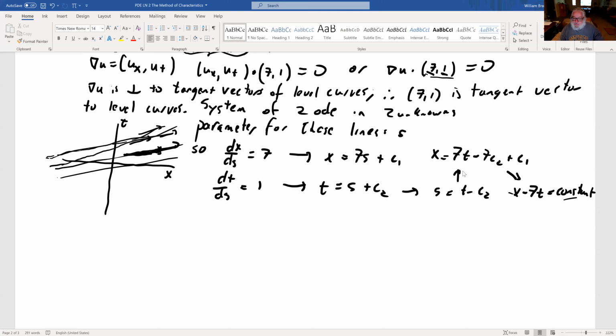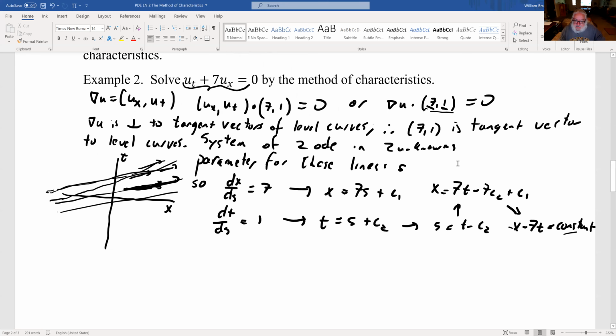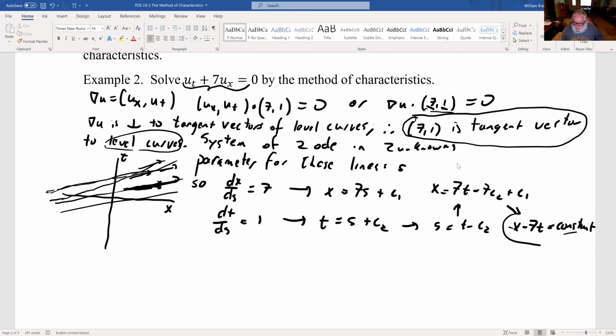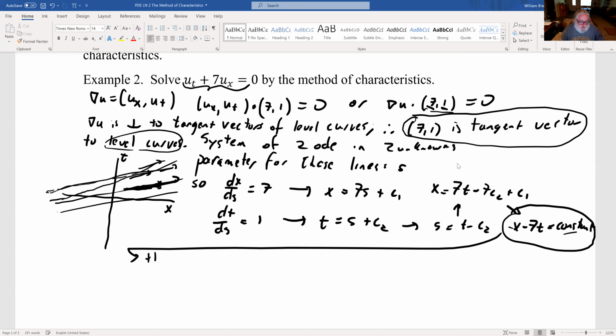So how do we use this to solve our equation? Well, remember that (7, 1) is a tangent vector to a level curve. What does that make these things? Those things have to be level curves of u(x, t).